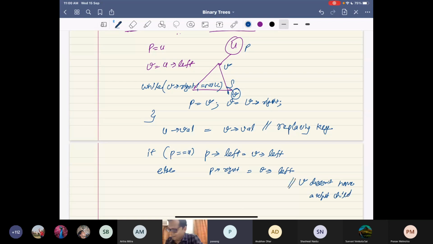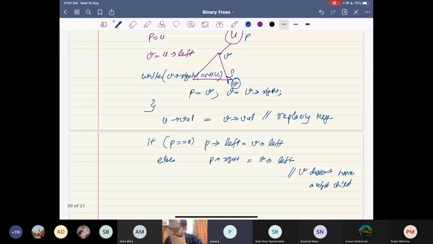Okay, let me wait. Is that making sense? I know I'm coding here like I'm coding for the first time, but still, is it making sense? Sir, if P equals U, so we are assigning P left or U left as the left of V. So where would the value of V be, sir? Means we have deleted V. V is the node you have to delete. You have to delete V.